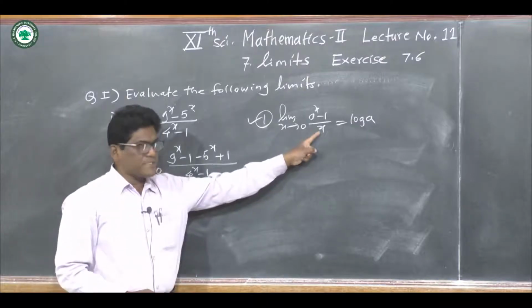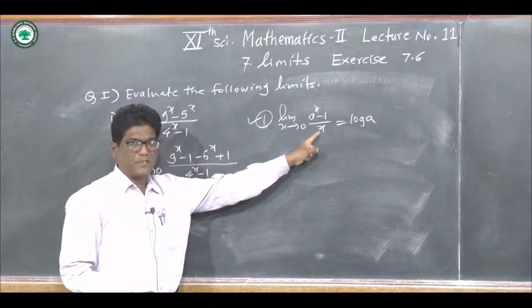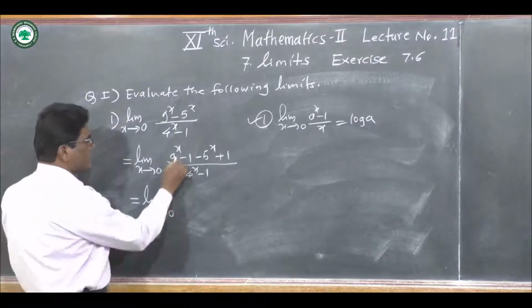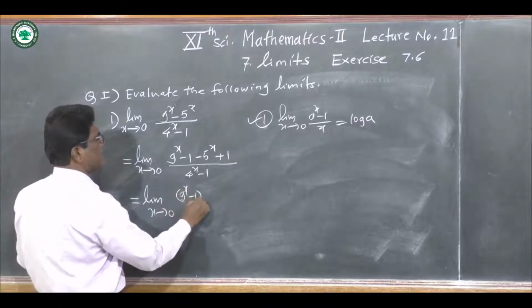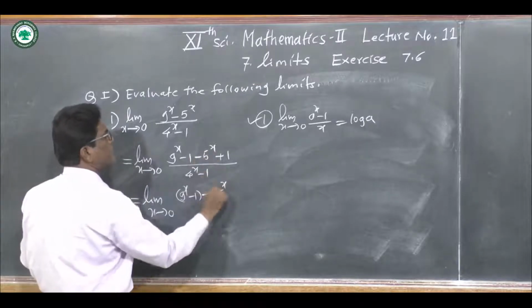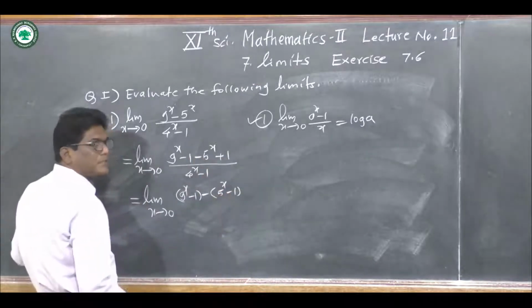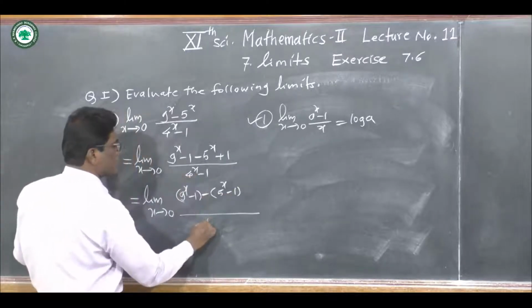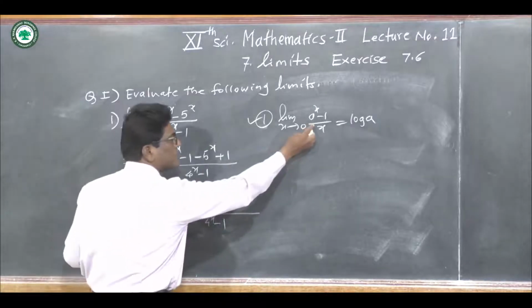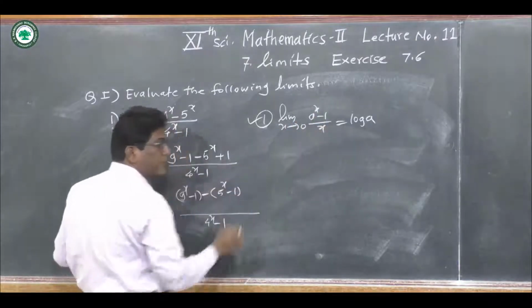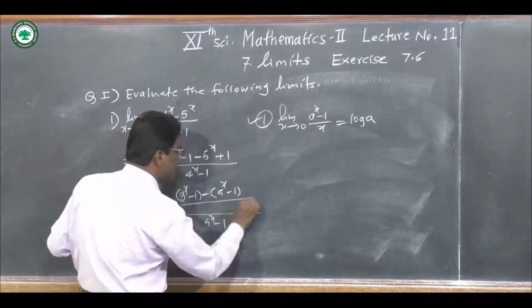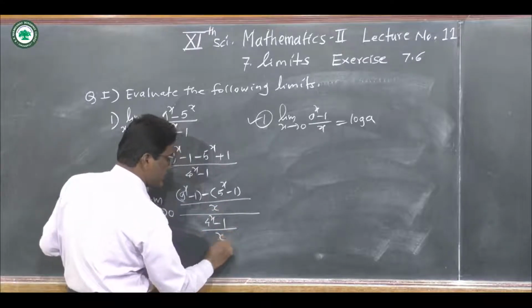But the denominator should be x. So this is equal to the limit as x tends to 0 of 9 to the power x minus 1, taking the minus sign common, minus in the bracket, this becomes plus 5 to the power x, and this plus 1 becomes minus 1, and divided by 4 to the power x minus 1. Now to use the formula a to the power x minus 1 divided by x, we divide the numerator and denominator by x.